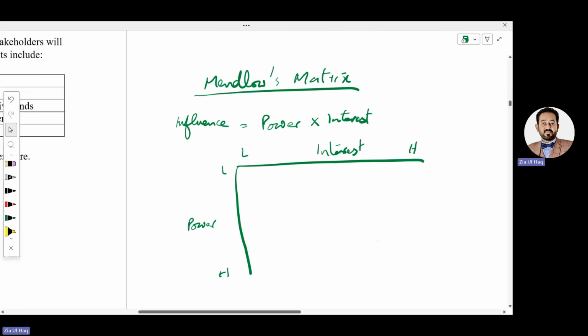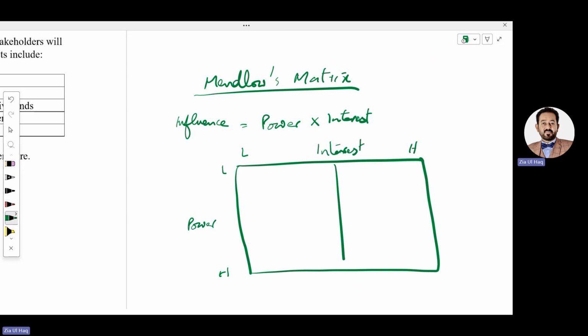So while making a decision, you need to consider influence of stakeholder, and influence is equal to power of stakeholder and interest of stakeholder in organization activities. And power could be either high or low. Interest could be either high or low. And by using this power interest matrix, we have arrived at a 2 into 2 matrix.